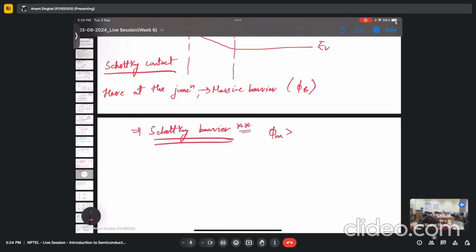So when phi m is greater than phi s and we have a metal n-type semiconductor, then we have a Schottky contact.